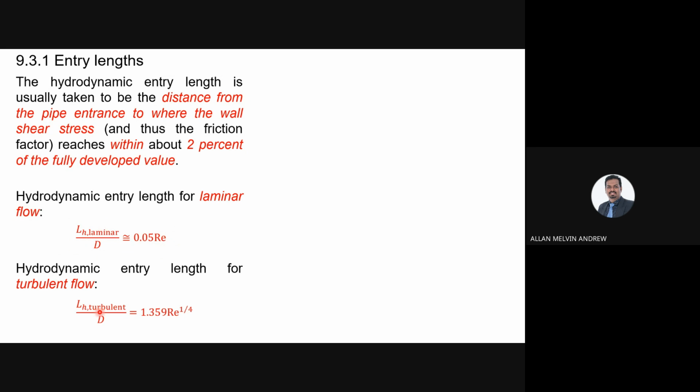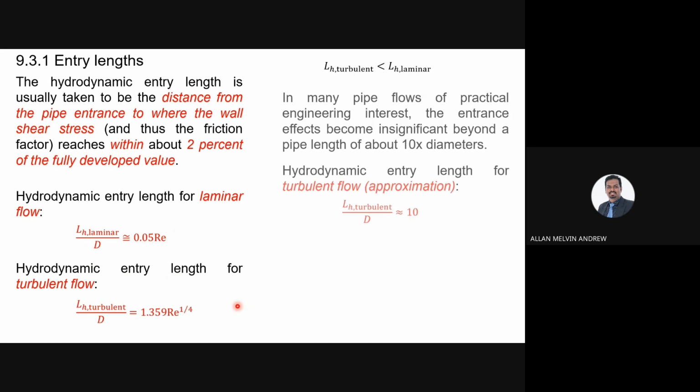Okay, so for turbulent flow, it will be much higher. So 1.359, so you can compare the differences, but the Reynolds number is raised to the power of 1/4. Okay, so we can calculate the length. This is also already calculated by engineers. So always the length of the turbulent region is less than the length of the laminar region.